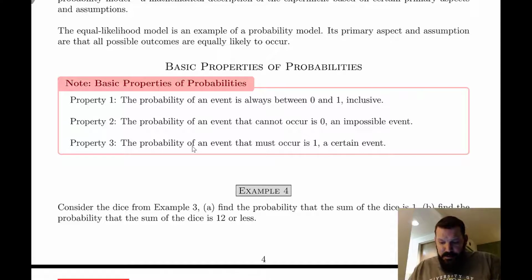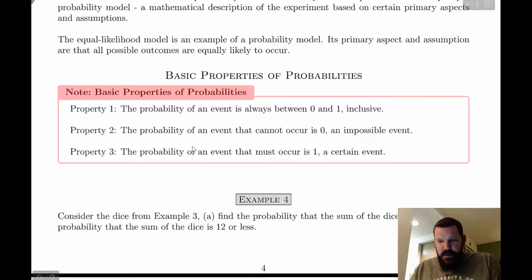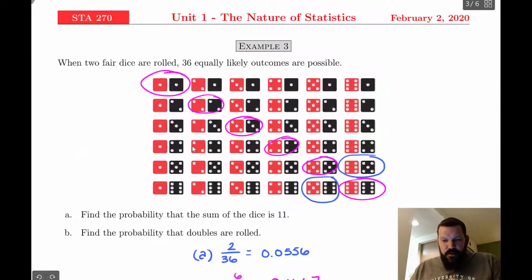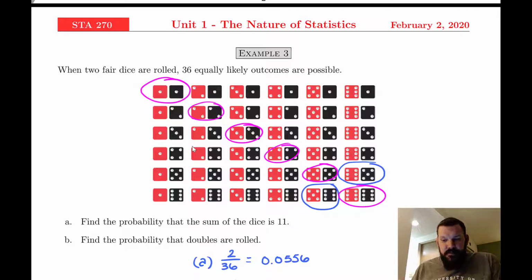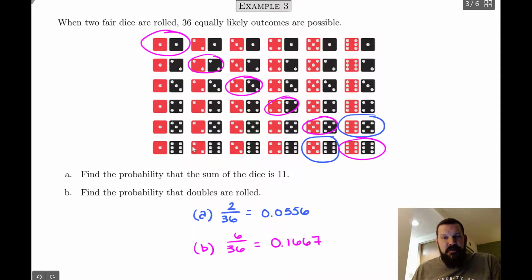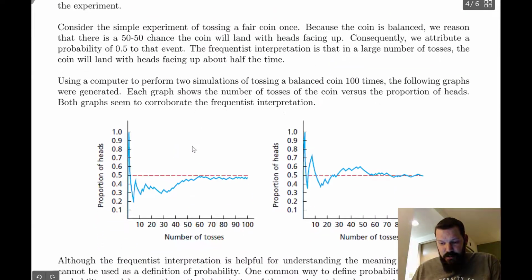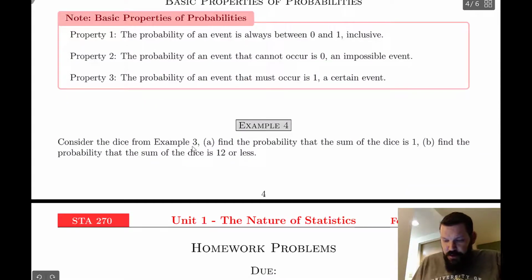So if we go back to example 3, it says find the probability that the sum of the dice is 1. Well, you don't even really have to look at the dice to figure that out. We're rolling 2 dice. The very minimum, our sum has to be 2, and the maximum, our sum has to be 12. We can never roll a sum of 1 when we have 2 dice that we're rolling together. So for part A, the probability is 0.